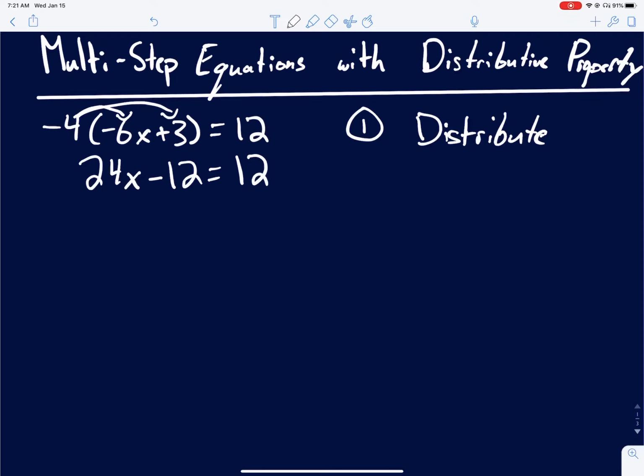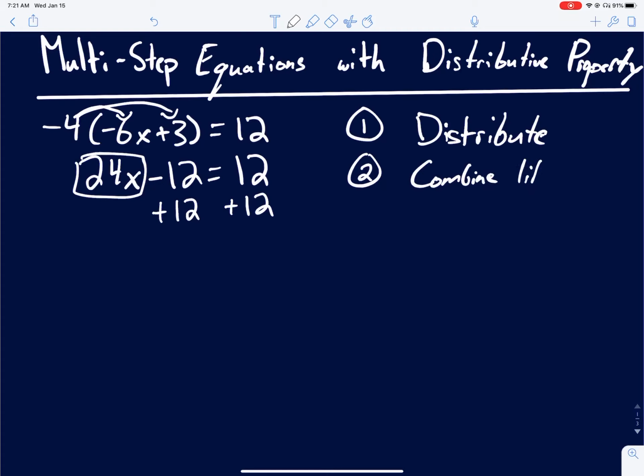Okay, so now we need to get this 24x all by itself. So we're going to add 12. What we do to one side, we have to do to the other. Our second step was to combine like terms, but in this case, we actually don't have any like terms. So we can skip that second step, which is why I skipped it. So we're going to add 12 to both sides.